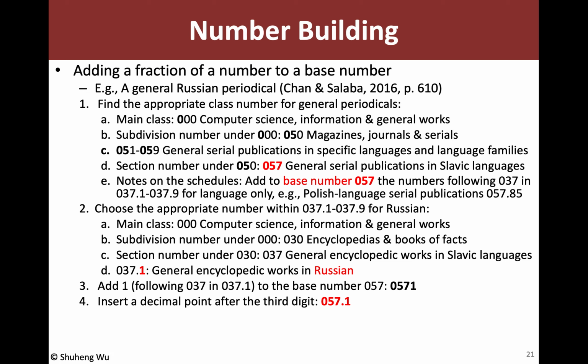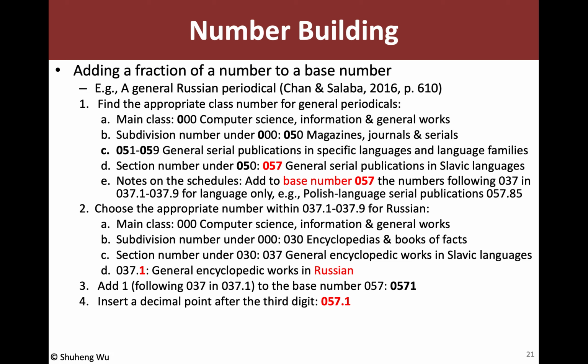And again, if you take a look at the notes under 057, we should only add to the base number 057 the numbers following 037. And we have identified the DDC number for the general encyclopedia works in Polish is 037.85. So in this case, we should only add the numbers following 037, which are 85. So again, we should only add 85 to the base number 057.